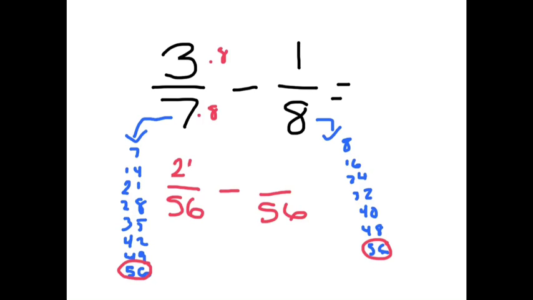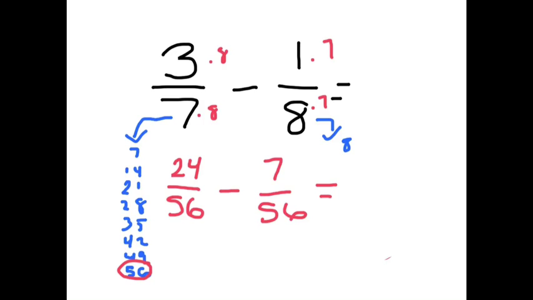So this one's 24 out of 56. This one, to make 56, is times 7. So the two new fractions are 24 out of 56 minus 7 out of 56. Which, let me erase this and get some space, is going to be equal to 17 out of 56.